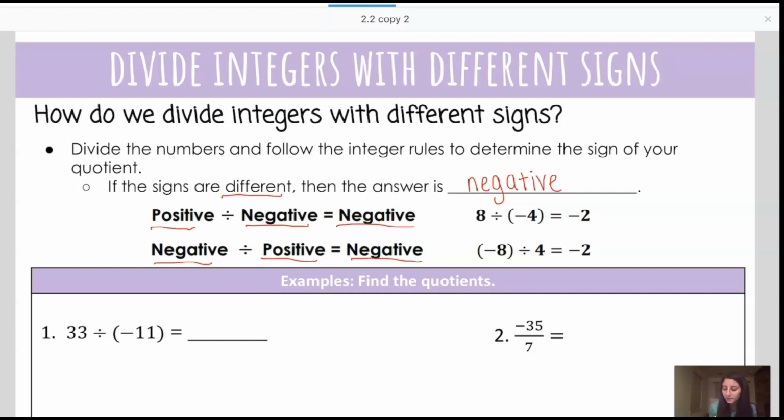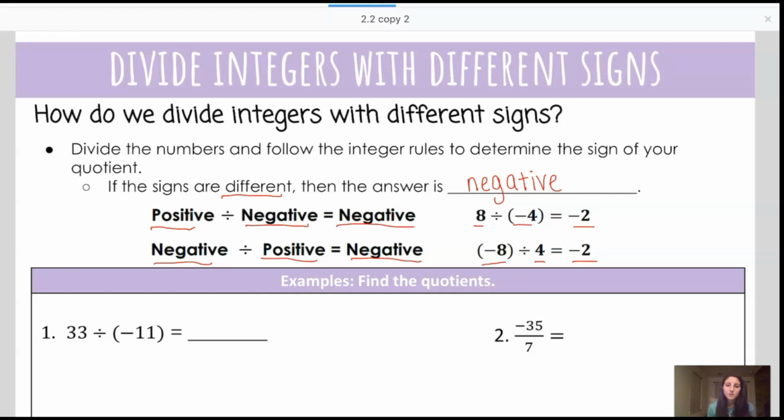And we can see that with number examples over on the right. Positive 8 divided by negative 4 is negative 2. Negative 8 divided by positive 4 is negative 2. So when the signs are different, our answer is negative, just like when we multiply. Let's look at some examples.